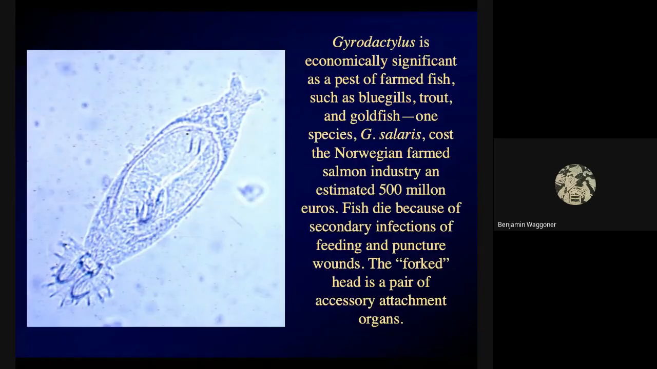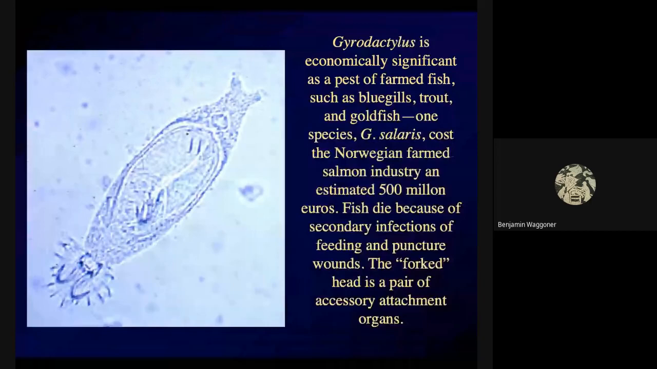Frog bladders, people tend not to be particularly concerned about. This is one that people are. And this is the one that you saw a SEM picture of a couple of slides ago, Gyrodactylus. This is one that's economically very significant as a pest of farmed fish. Goldfish will get it, trout, salmon, bluegills. The salmon species, Gyrodactylus salaris, a couple of years ago cost an estimated 500 million euros. That's more than $500 million. I can't do the conversion in my head, I'm afraid. But it cost the Norwegian farmed salmon industry quite a lot of money.